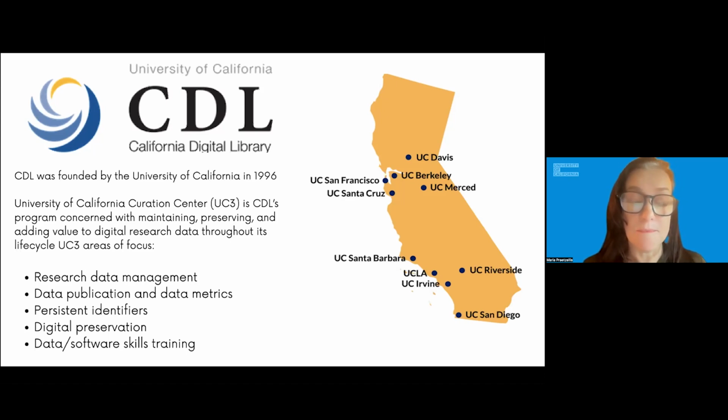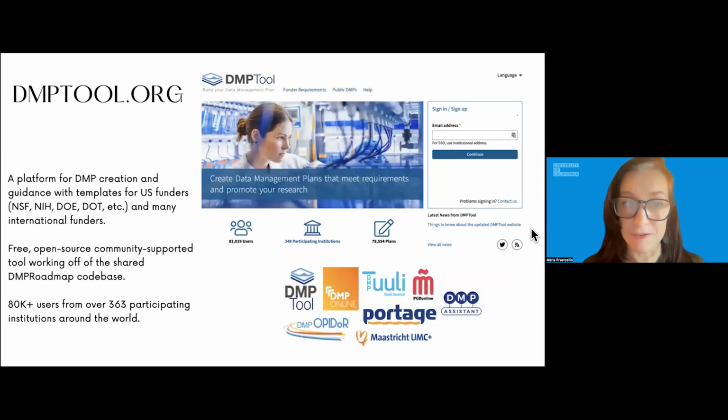So our reach spans much farther than just UC. We work on many different research data management services, some of which include a lot of work in data publishing and data metrics. We work extensively on the Dryad generalist data repository. We also do a lot of work with persistent identifiers that were mentioned earlier, and digital preservation as well. And my piece of that work is in research data management, particularly the DMP tool, which is what I'm going to talk about today. You'll see a screenshot there of our homepage.